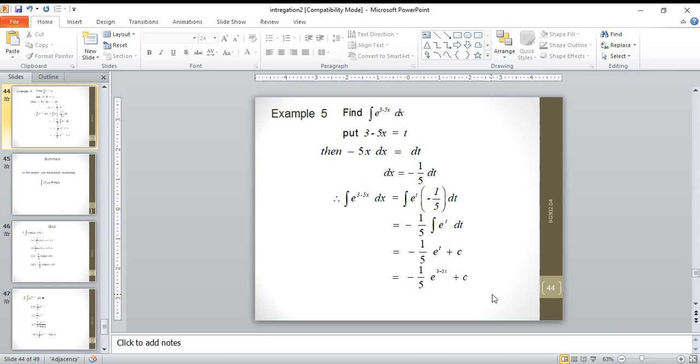Integration e power 3 minus 5x dx equals integration e power t into minus 1 by 5 dt, which is minus 1 by 5 into integration e power t dt. That equals minus 1 by 5 into e power t plus c. Applying the value t equals 3 minus 5x, we get minus 1 by 5 into e power 3 minus 5x plus c.